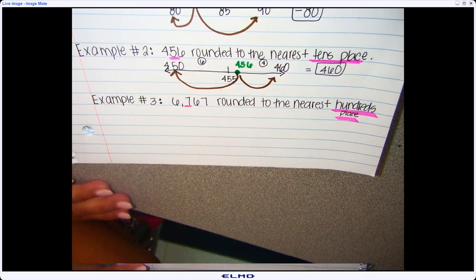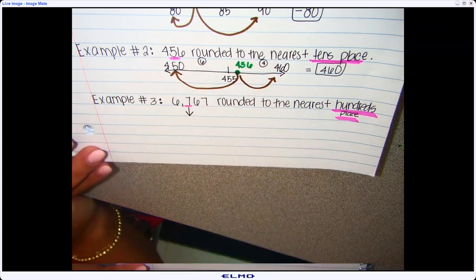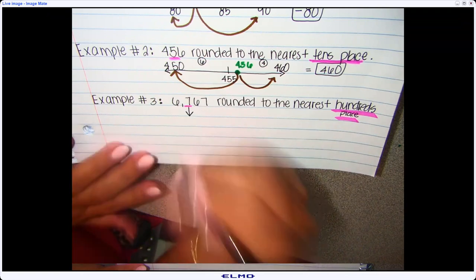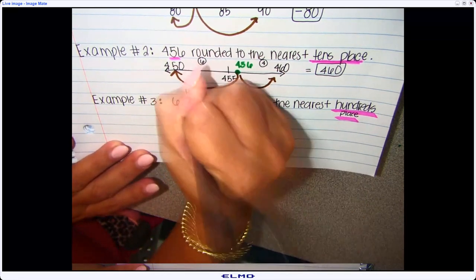Now what do I have to do? Break up the 7 into hundreds. Yes. So this 7 has a value of 700 because it's in the hundreds place.